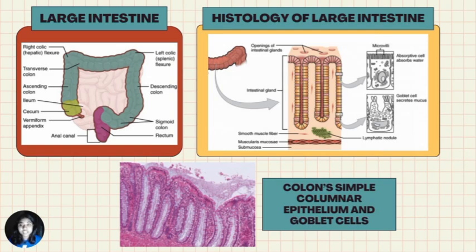Rectum is usually around 10 to 15 centimeter, located near the third sacral vertebra. It contains rectal valves that separate gas from feces to prevent accidental gas release.